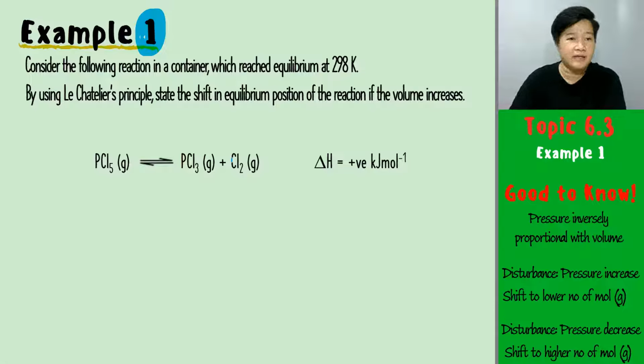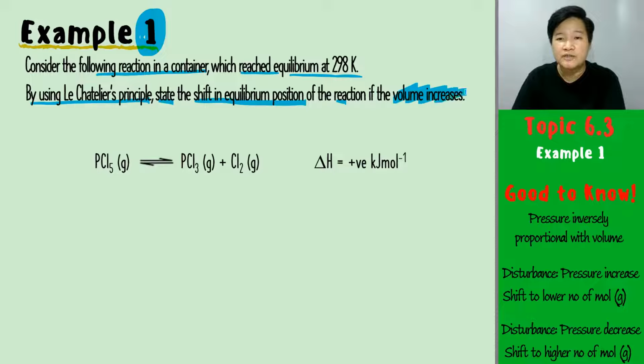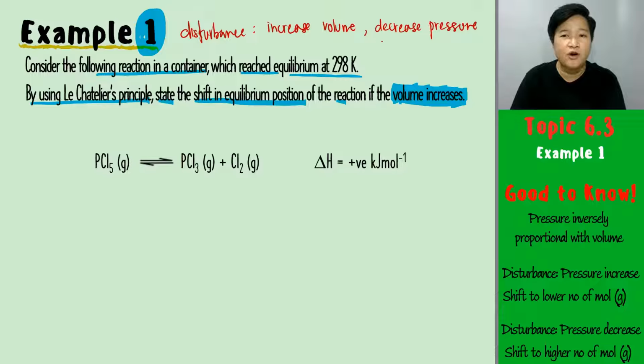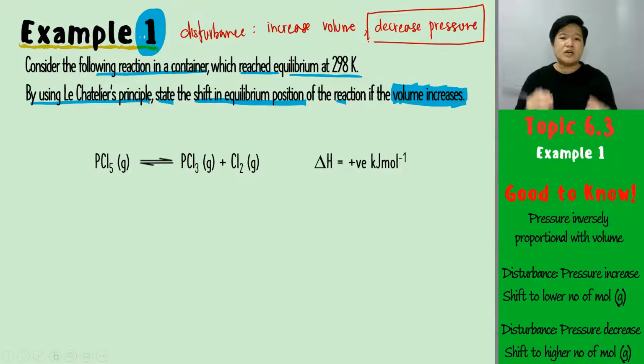The first example that I have right now: consider the following reaction in a container which reaches equilibrium at 298 Kelvin. By using Le Chatelier's principle, state the shift in equilibrium position of the reaction if the volume increases. Guys, volume increases. Okay? So right now, your disturbance is quite obvious. The disturbance given in the question is increased volume. And we are not going to discuss the volume. We are going to discuss in terms of pressure, which is easier for you. So knowing that the volume is inversely proportional to the pressure, increasing volume represents a decrease of pressure. And right now, you already have your disturbance. Your disturbance is decreased pressure.